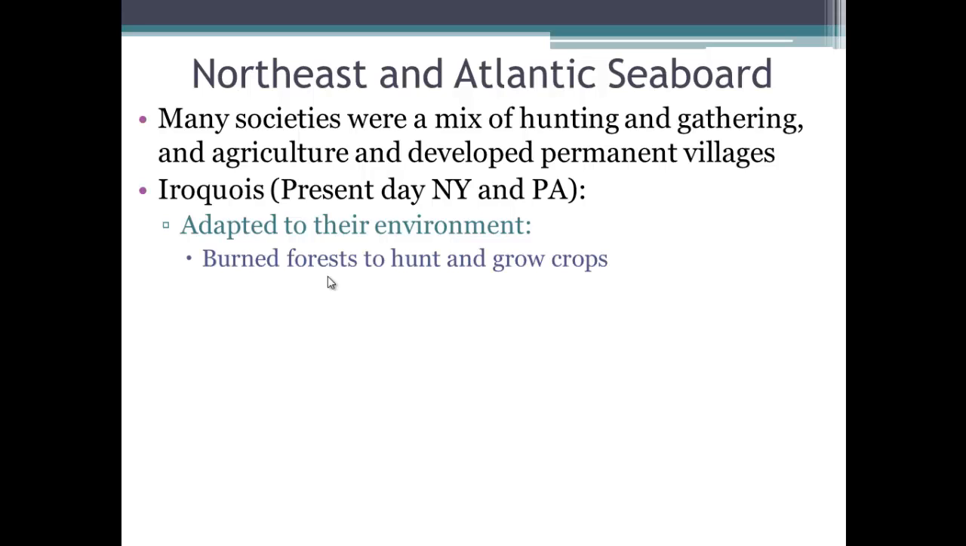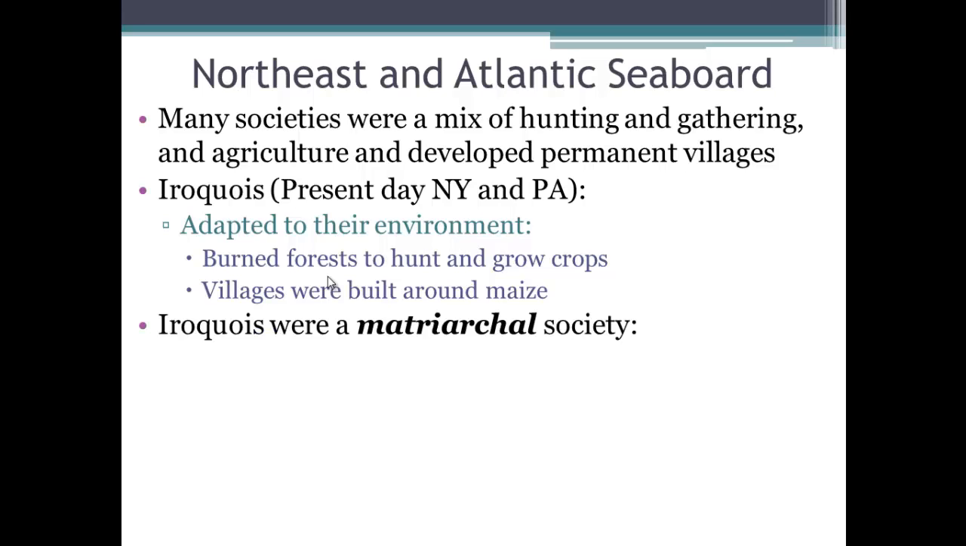They would burn forests to hunt and grow crops. So they would clear the forests out. It would make it easier for them to hunt, and then they would also have rich new soil for them to grow crops. And the Iroquois would build villages around maize. There's maize popping up again.